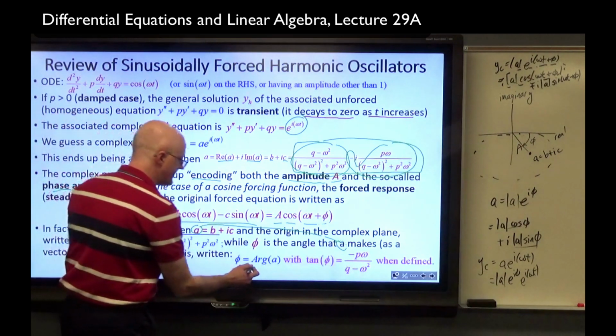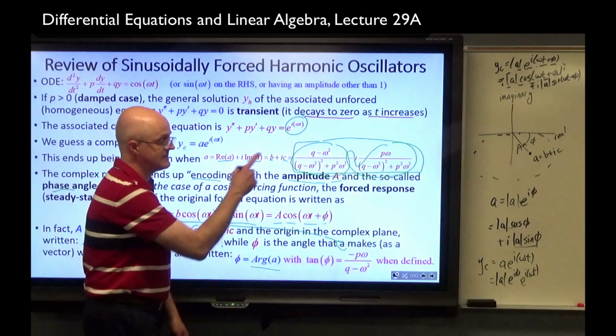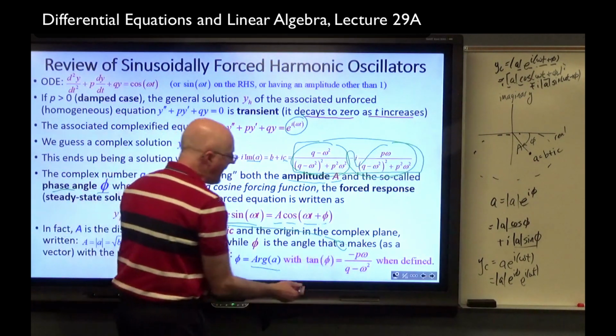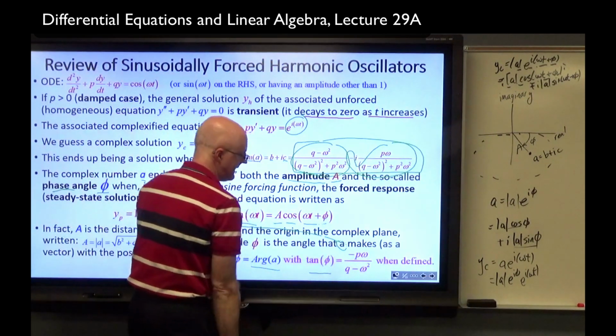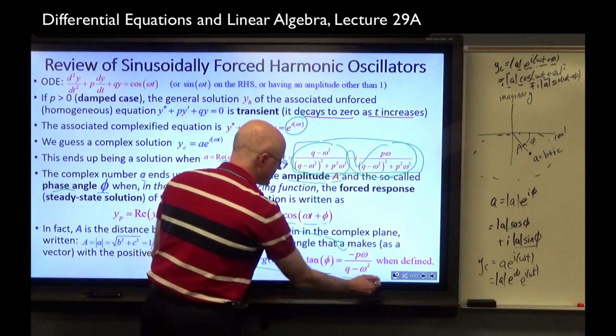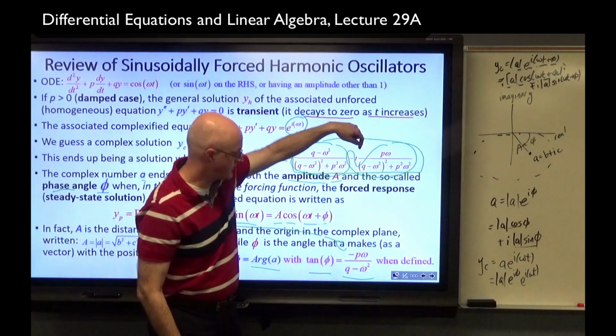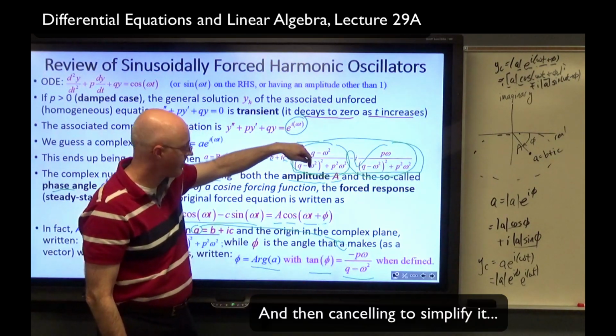Phi is sometimes called the argument of A. That is the angle that you see. The angle has to satisfy this equation. Its tangent, essentially by SOHCAHTOA, has to equal this. Essentially taking the imaginary part and dividing it by the real part.